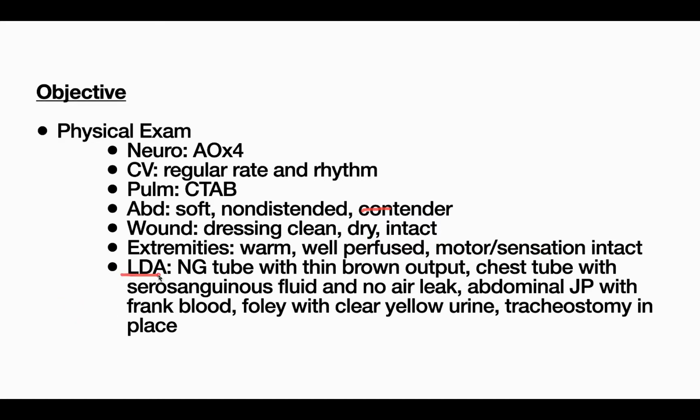And then I just put a bunch of potential examples under LDA here because you want to describe both the drain or the tube as well as what's coming out of it. So for example, they might have an NG tube with thin brown output. They might have a chest tube with serosanguinous fluid and no air leak, abdominal JP drain with frank blood in it. Their Foley in place with clear yellow urine in the bag, or a tracheostomy in place, for example.